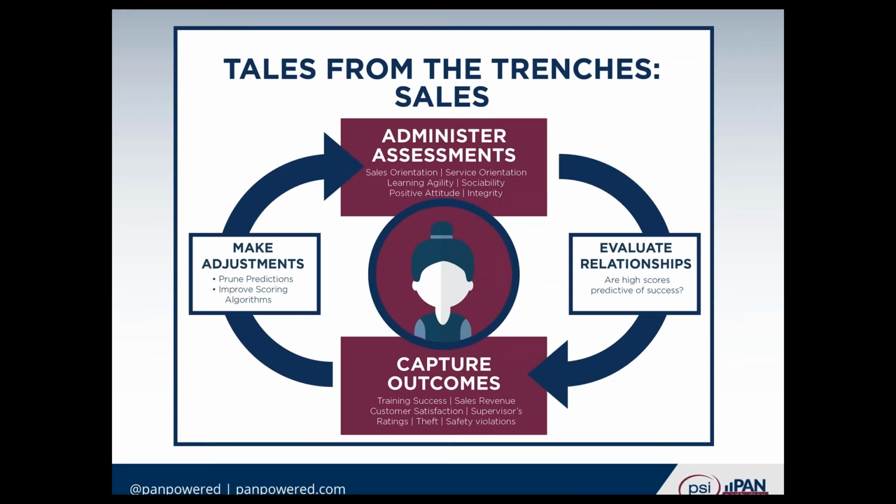So now what? Well, if we look at this feedback loop, you'll first want to think through the outcomes that could be impacted by using your new assessment. For example, sales orientation should have an impact on sales revenue. Service orientation can impact customer satisfaction. Learning agility can be tied to training success. Sociability and positive attitudes can be tied to supervisor ratings. And integrity could be tied to theft.